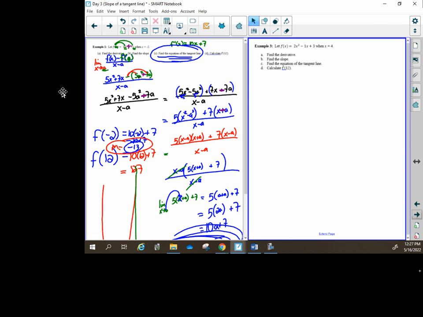Same thing. Example 3. Let's see if you guys can get the derivative for me. Big long process. Looks on your faces, you're like, how much longer are you going to torture me for? Yeah. No longer.